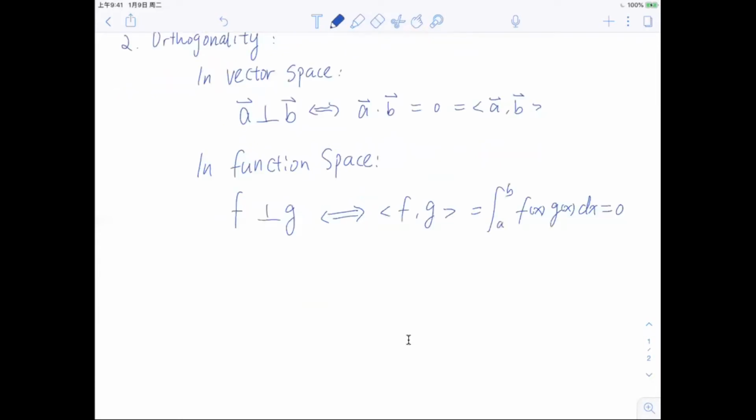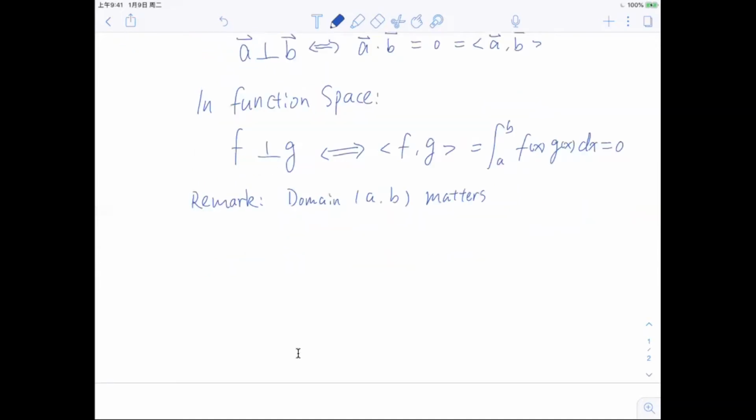Here, I have some remarks. When we define orthogonality, we used the definition of inner product, and the inner product is an integral, and that integral has a domain, which is the domain of the function. And in the definition of orthogonality, I would like to mention that the domain matters. Let's look at a simple example.